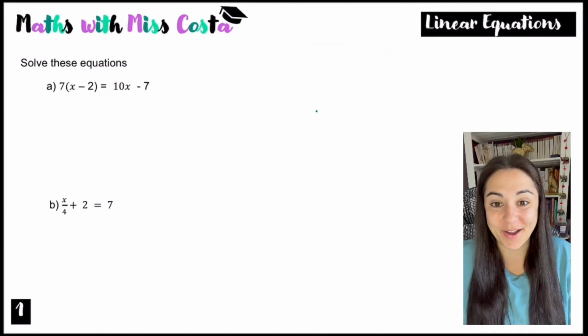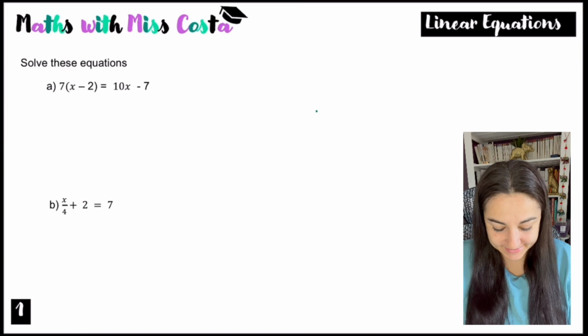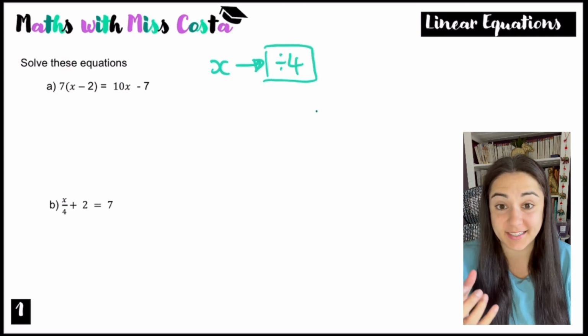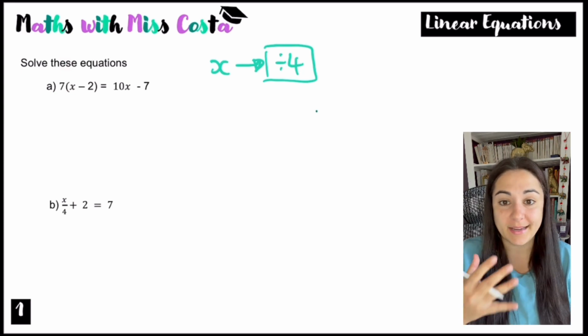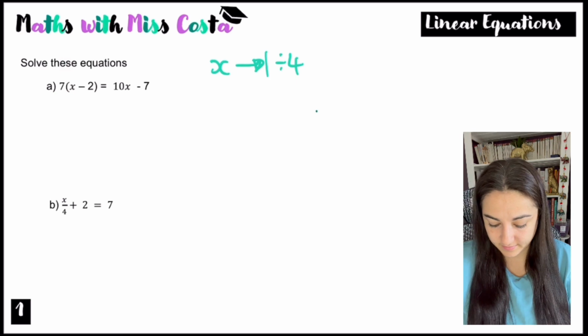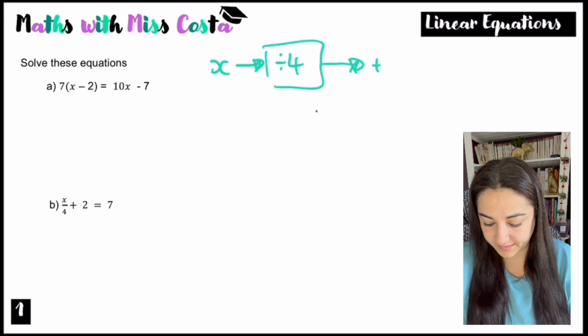And here's our final one. So over here, let's just consider what's happening with our flow diagram. So x is being, first of all, divided by 4, because x is attached to this 4 in a fraction. So the first thing that is acting upon it is a division. So x is being divided by 4, and then I add 2 to it. And the result is 7.